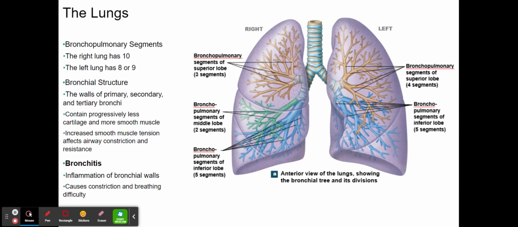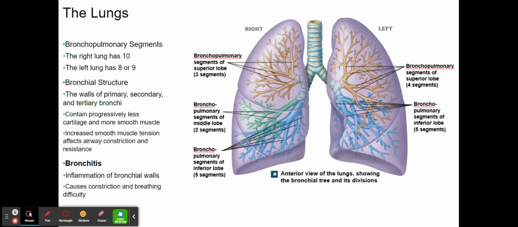The walls of the primary, secondary, and tertiary bronchi contain progressively less cartilage. In the secondary and tertiary bronchi, the cartilage forms plates arranged around the lumen. These cartilages serve the same structural purpose as the rings of cartilage in the trachea and the primary bronchi. As the amount of cartilage decreases, the amount of smooth muscle increases.